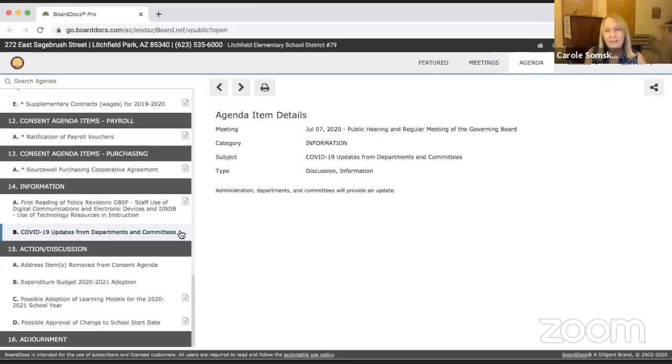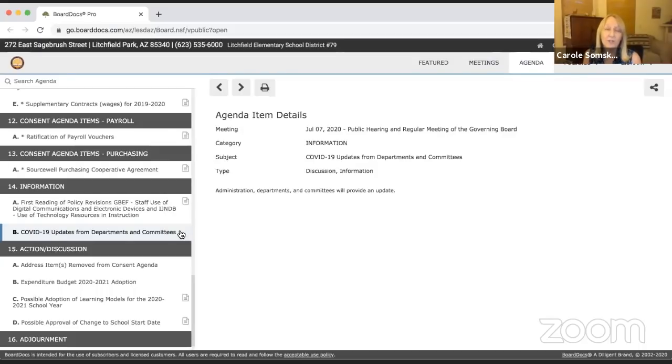For the self-contained and the resource programs, we really talked about how much flexibility is going to be needed in scheduling, especially if we go to full return and hybrid models at the same time, because it's going to take a lot for both self-contained and resource to schedule the kids and get them the services that they need during the school day. And especially a lot of flexibility in scheduling if the teacher on each campus has to do both models at the same time, which is an option.